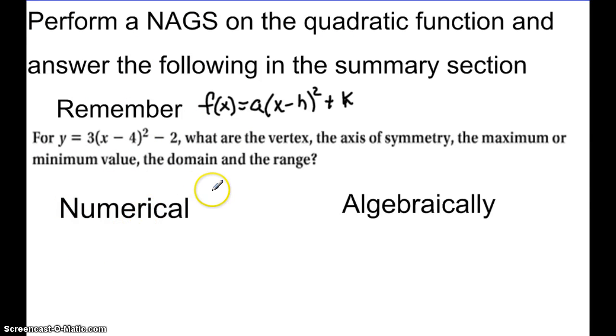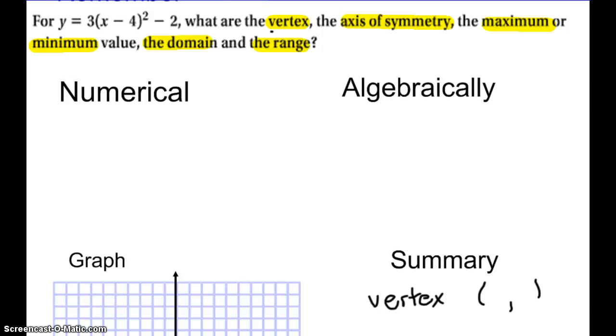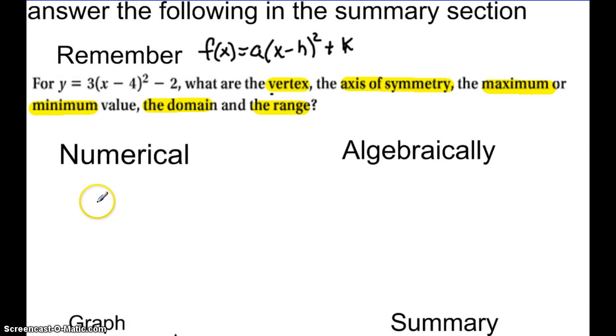Let's go ahead and perform a NAGS of a quadratic function and answer all the questions in the summary section. They want to know the vertex, the AOS or axis of symmetry, the maximum or minimum contingent upon concave up or concave down, the domain, and the range. Numerically, we can go ahead and plug some values in.